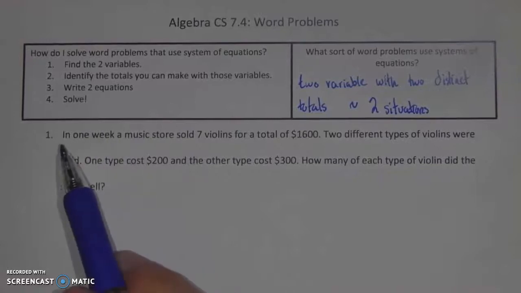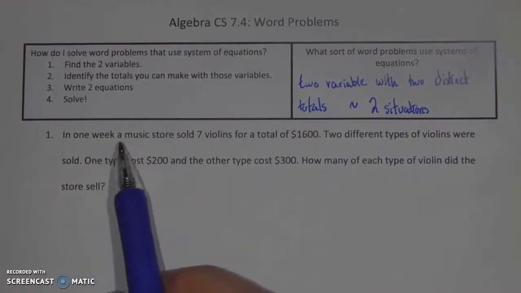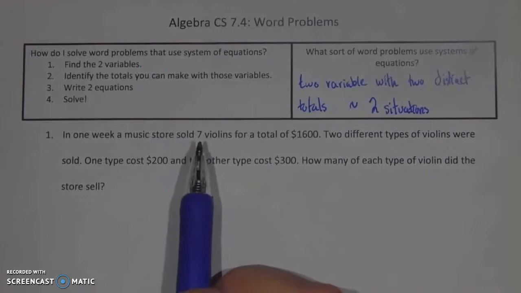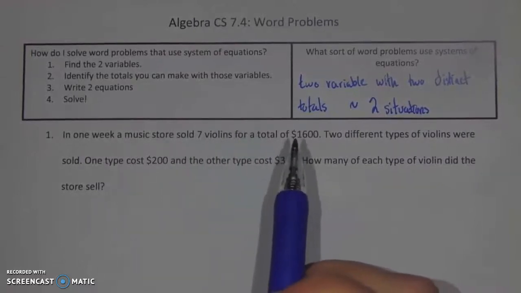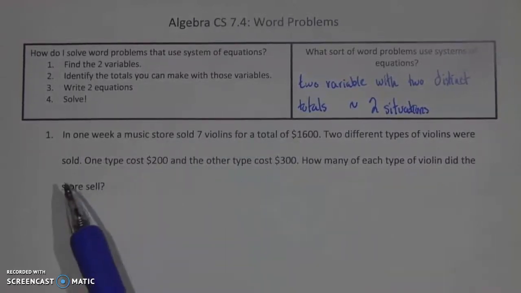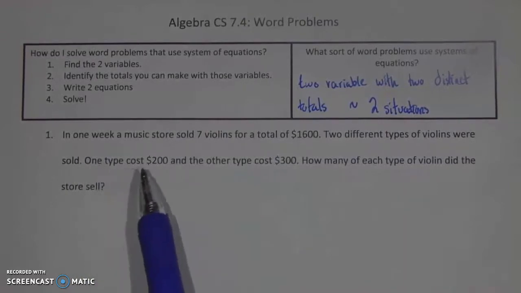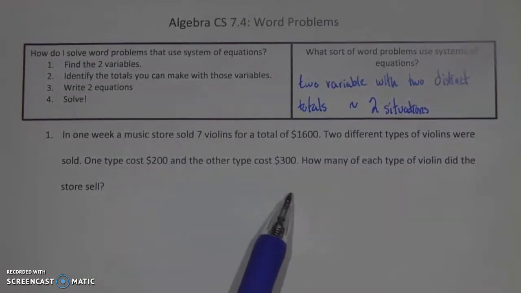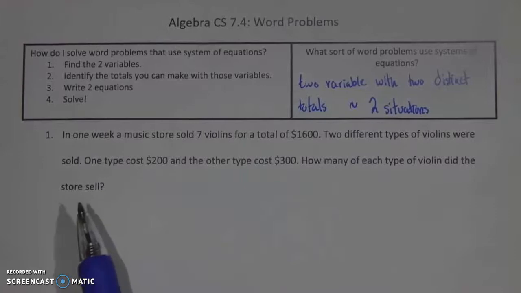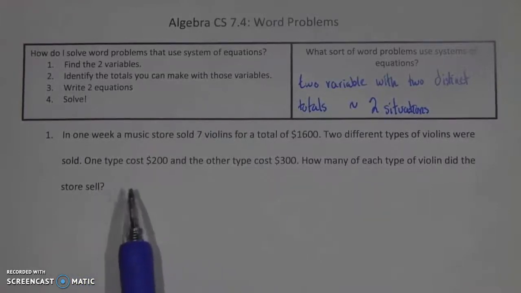We have this first word problem. In one week, a music store sold 7 violins for a total of $1,600. Two different types of violins were sold. One type cost $200, the other type cost $300. How many of each type of violin did the store sell?